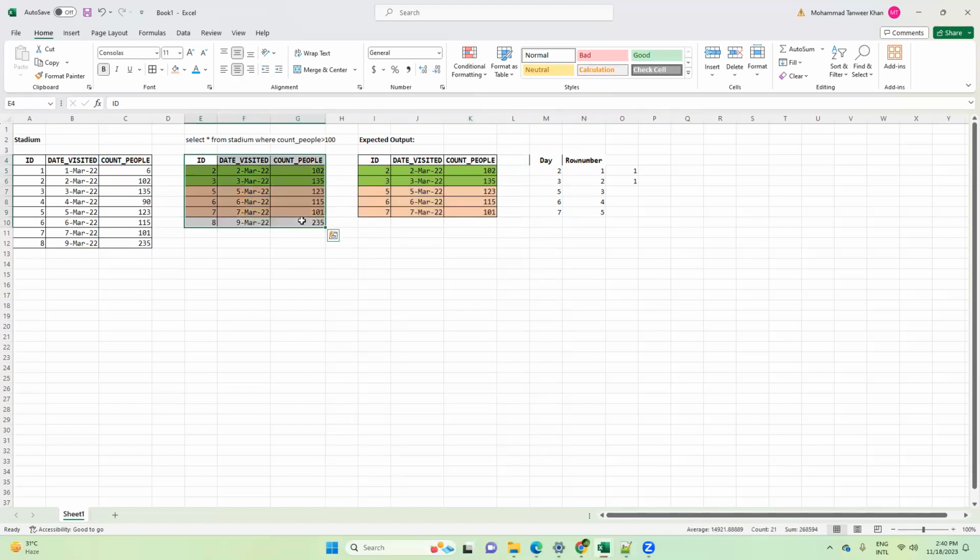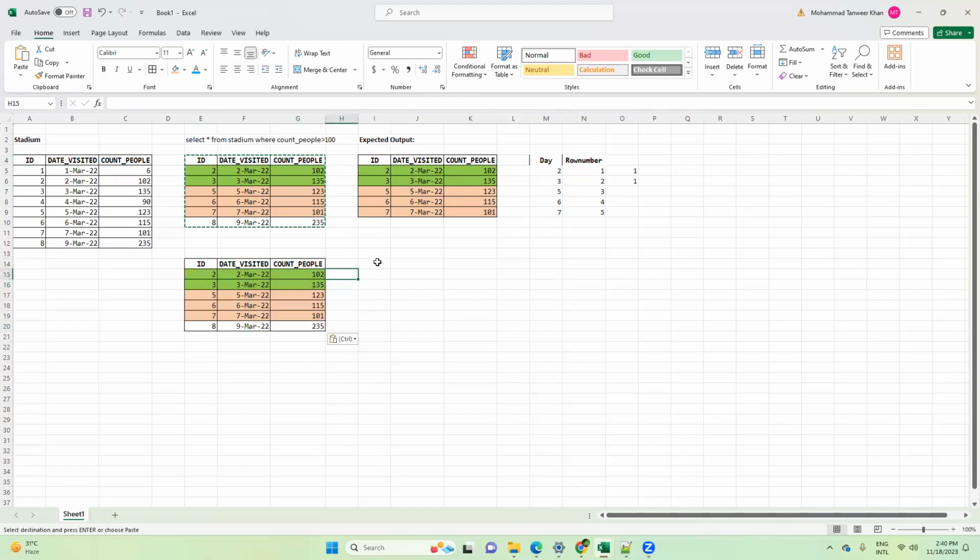So I will derive that for this because this is the data we have. So for this, we will derive the day. So day will be here 02, it will be 03, it will be 05, it will be 06, it will be 07, it will be 09. Okay, this will be our row number 1, 2, 3, 4, 5, 6.